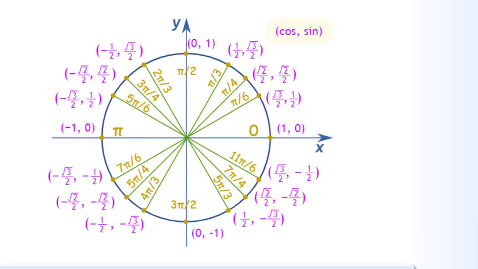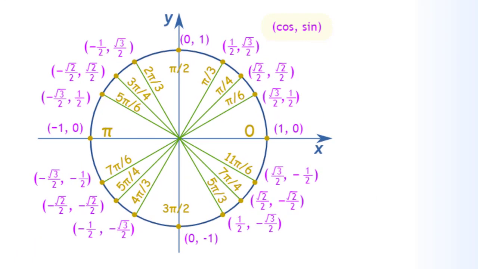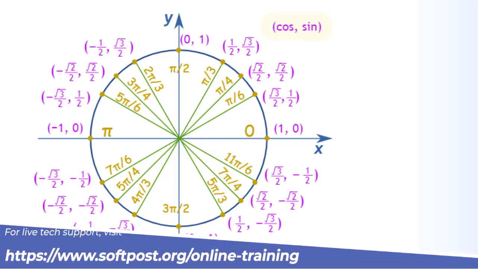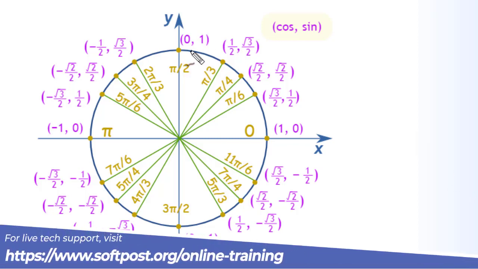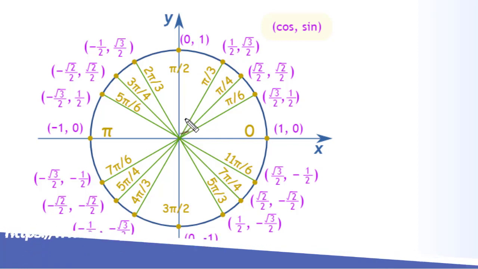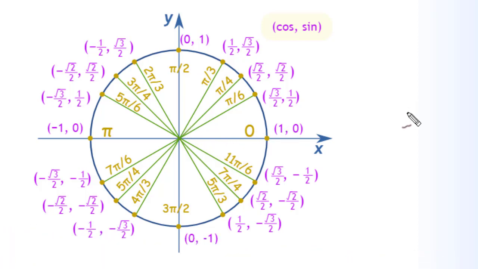In this video, I will be talking about the unit circle and its significance in the world of mathematics and physics. As you can see on the screen, we have this unit circle, and basically a unit circle is nothing but a circle whose radius is 1. You can see that this particular distance is 1.